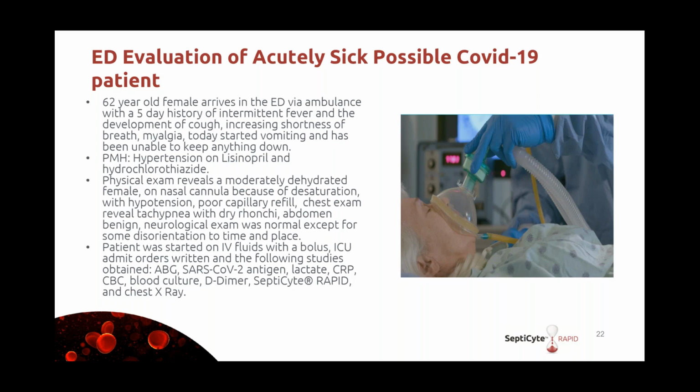Patient was evaluated for possible sepsis with blood cultures, a SARS-CoV-2 antigen test was done, and a SeptiCyte RAPID was performed. This patient has multiple comorbidities and could be evaluated for multiple things besides COVID, including brain bleed, given the presence of mentation changes.